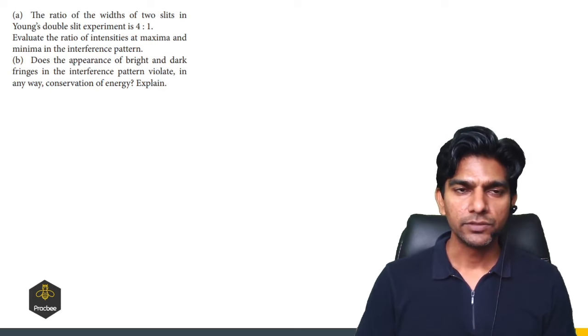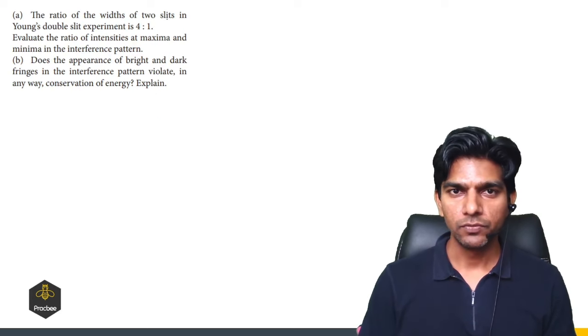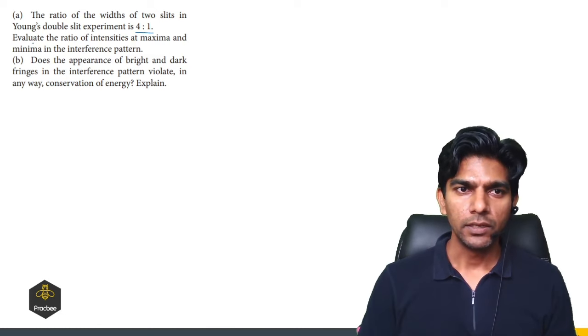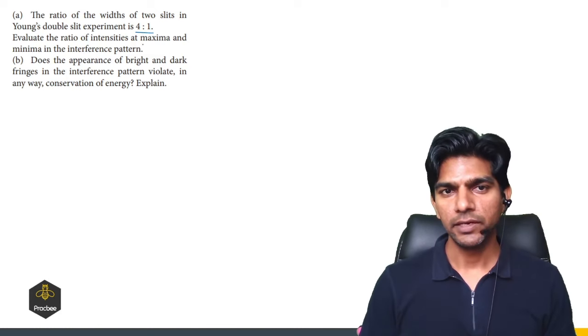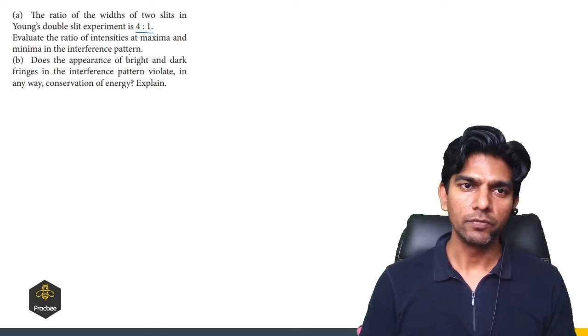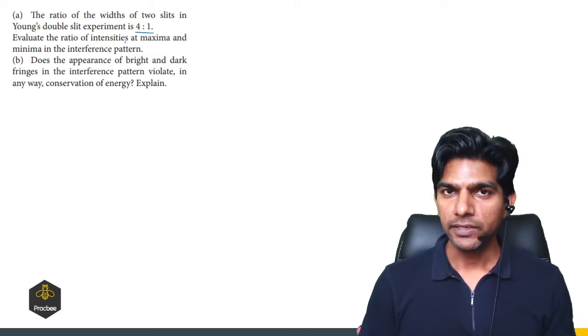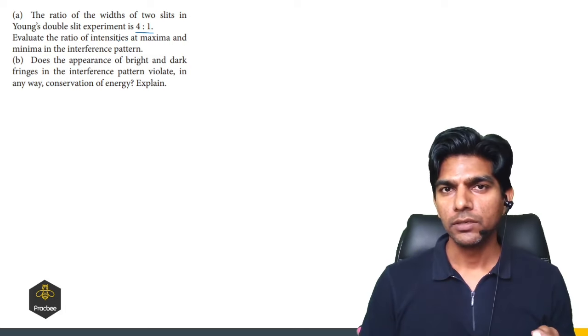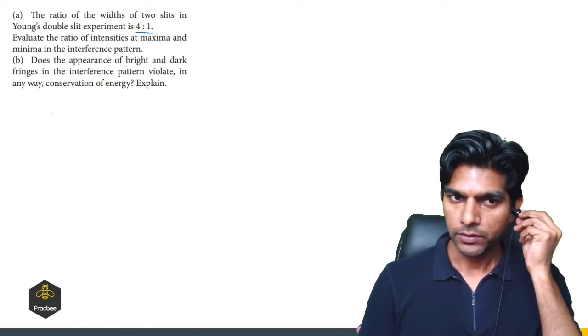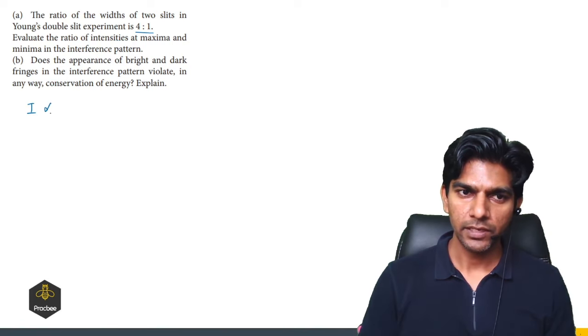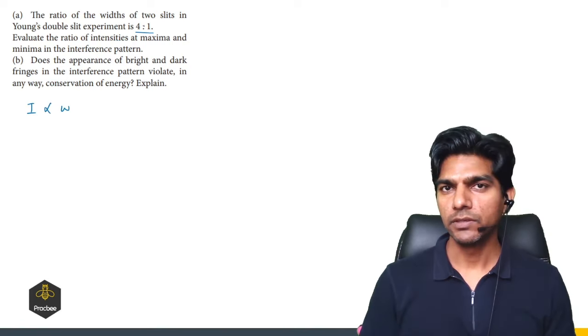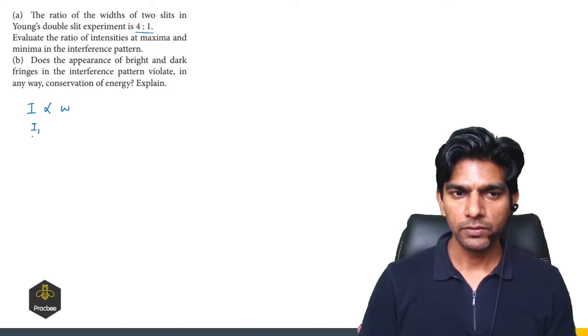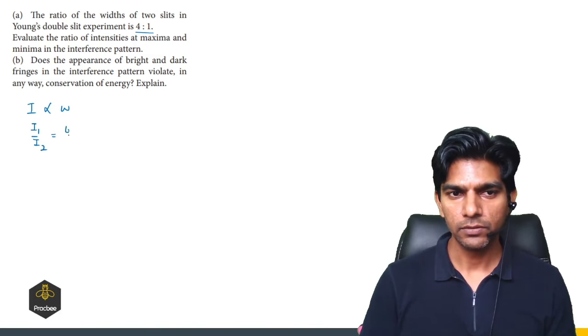Right, now let us see the next question. The ratio of the widths of two slits in Young's double slit experiment is 4:1. Evaluate the ratio of intensity at maxima and minima in the interference pattern. Now the intensity is directly proportional to the width, and we have been given the ratio for the width. So I1 by I2 is nothing but 4:1.